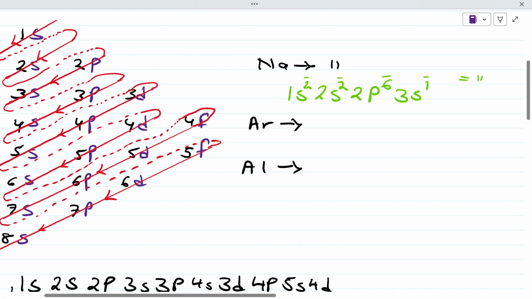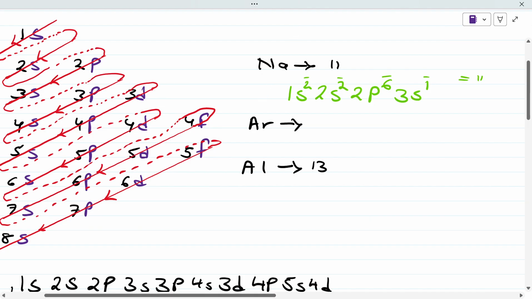Okay. Next one, let me go to aluminium, so that after aluminium I'll move to the next thing. Now aluminium is number 13. Aluminium is number 13. Now if aluminium is number 13, I know very well that I can start writing its electronic configuration based on the same system.